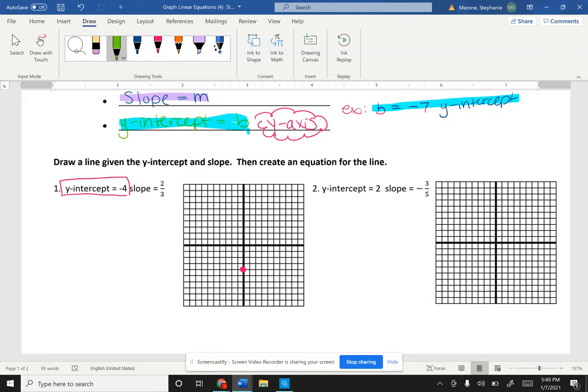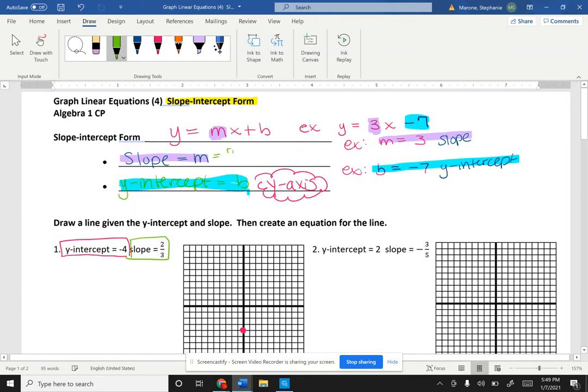The slope, remember, is rise over run. So b is -4, so that's the y-intercept. The slope is 2/3. Remember, it's rise over run, so we can go up 2 and to the right 3 because it's +2 over +3.